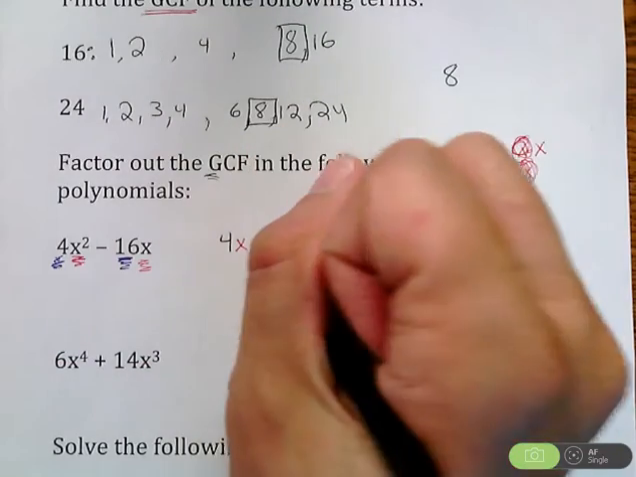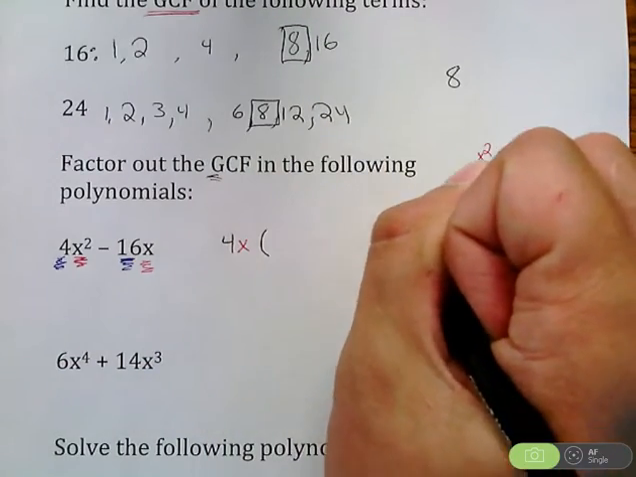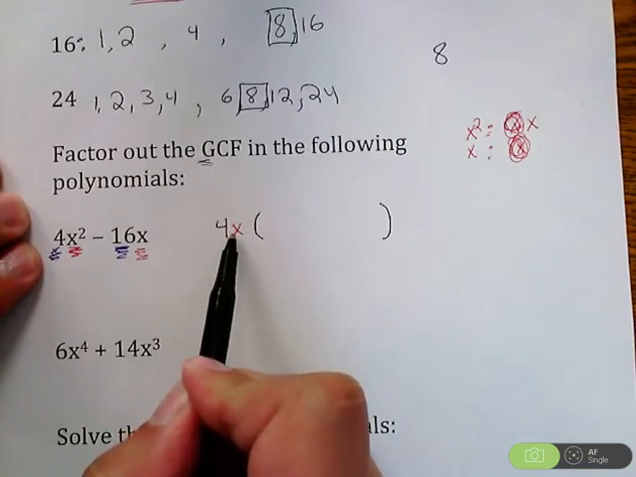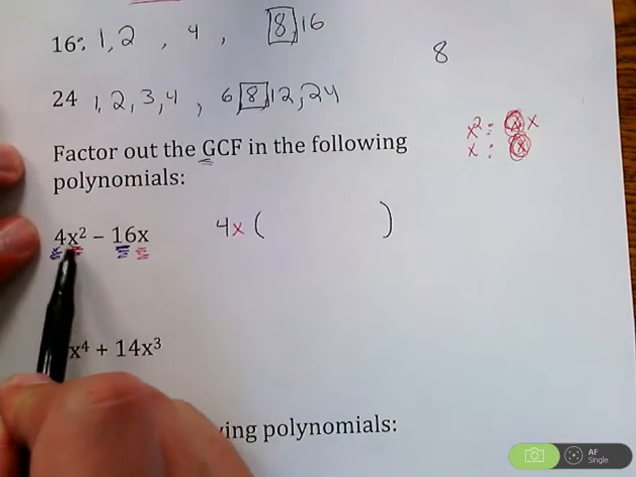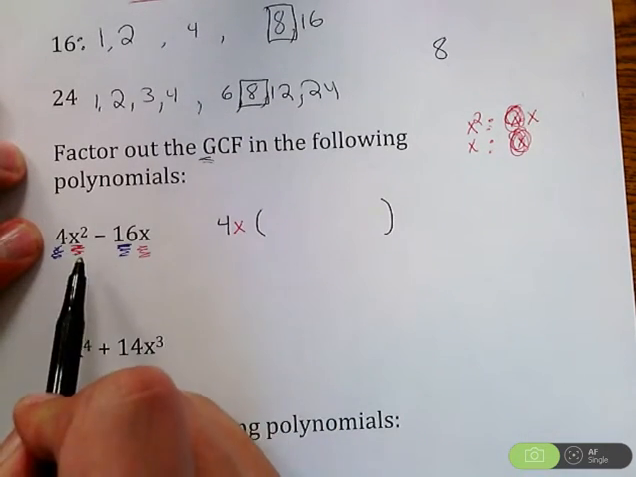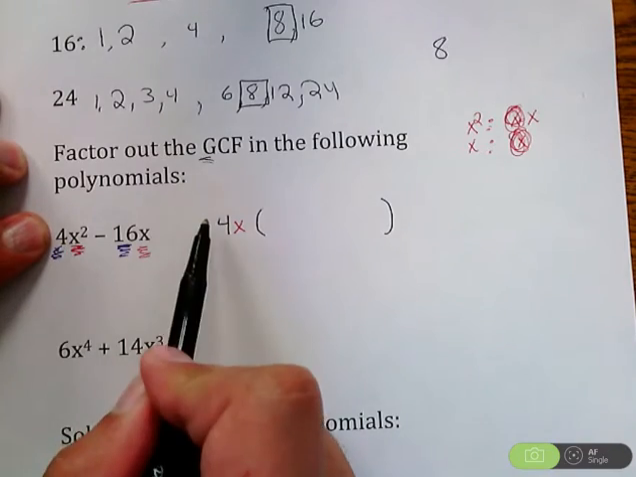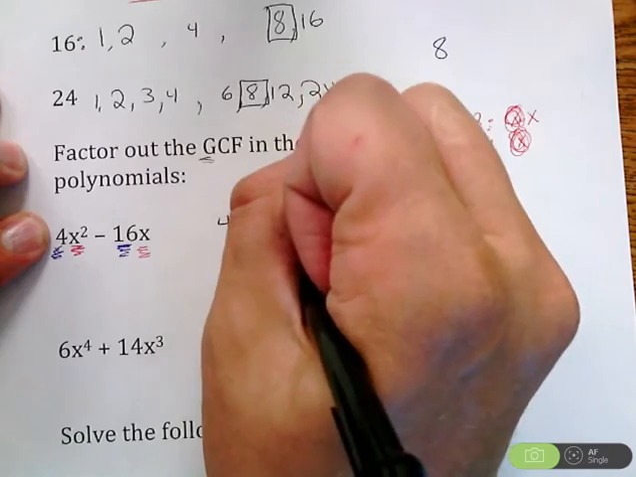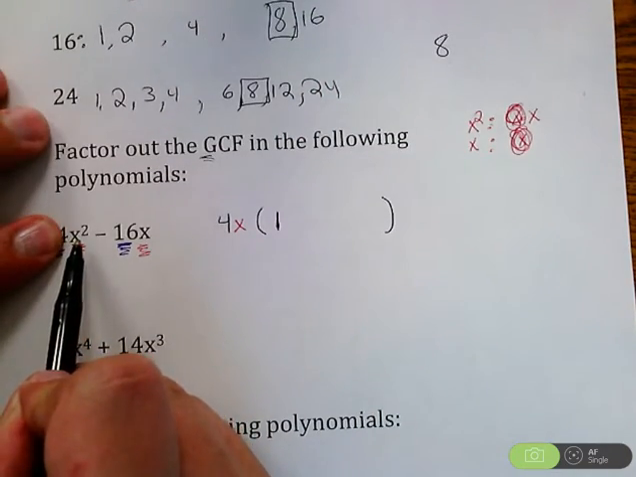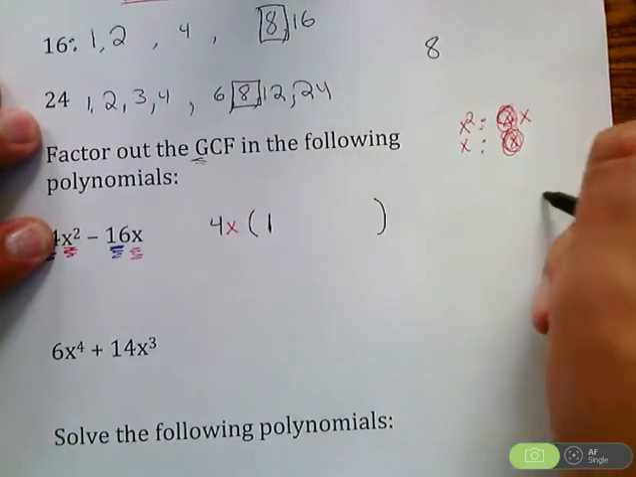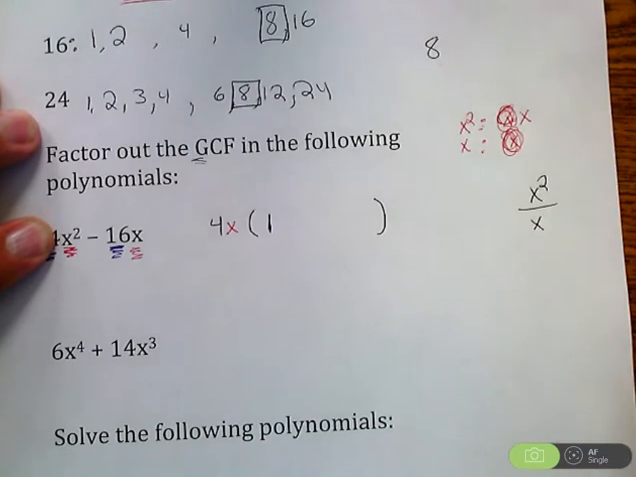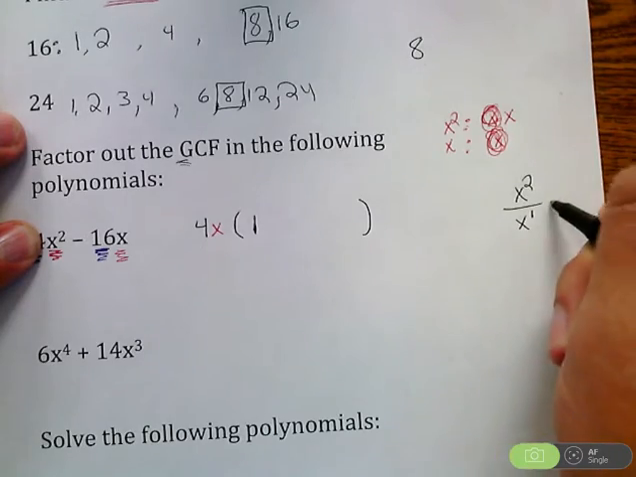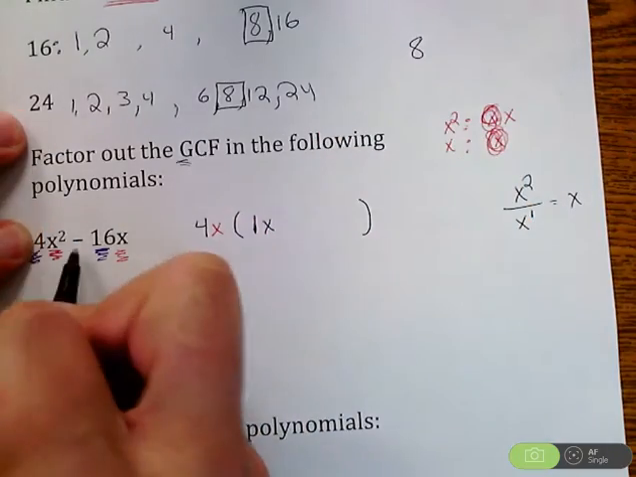Now we need to write what's left over, and that's going to involve some division. So I factored out, or I divided out, a 4x. So I'm going to focus on numbers first, then I'm going to go to variables. So let's start with 4 divided by 4. 4 divided by 4 is going to be a 1, so I'm going to start with a 1 here. If I have an x squared and divide by x, you need to think back to simplifying exponents. If you have x squared divided by x, that just gives you an x there. So we start with a 1x.